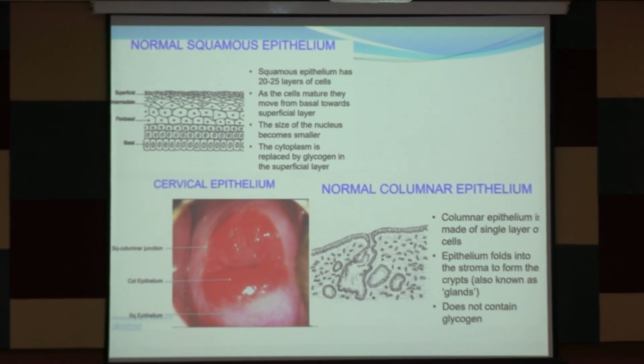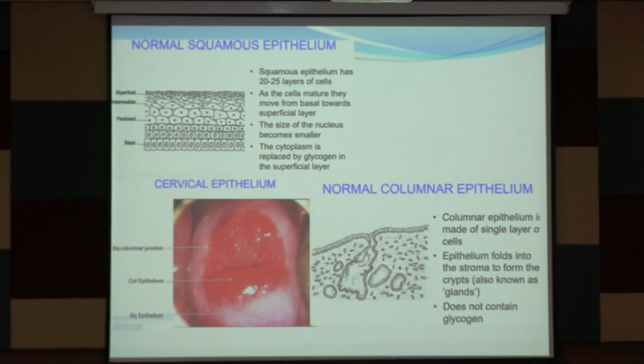There is a lot of significance in this. Why am I saying this? Because if glycogen is there, then it stains with Lugol's iodine. Whereas if glycogen isn't there, like in columnar epithelium, iodine tends to stain negative.